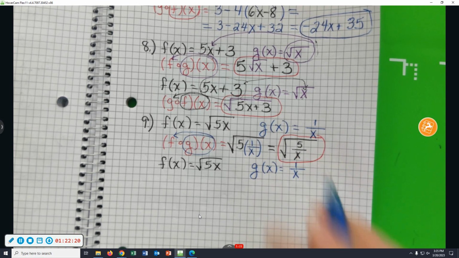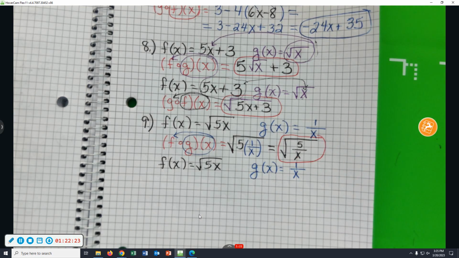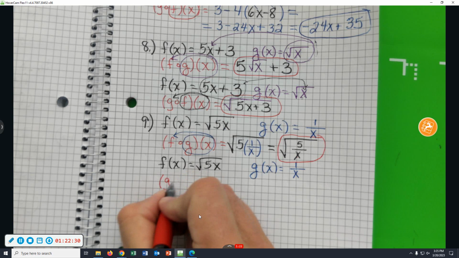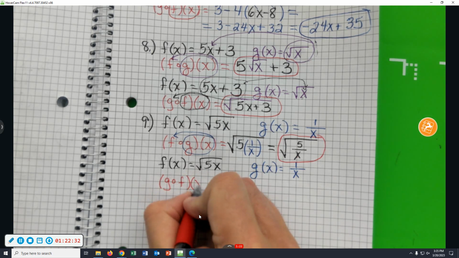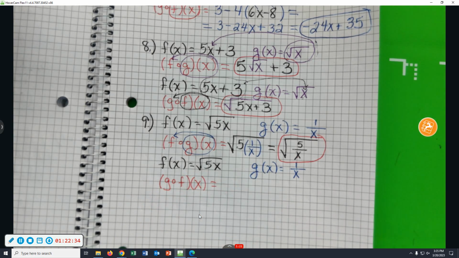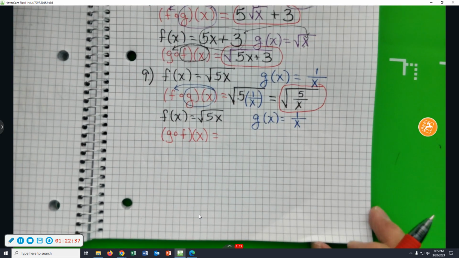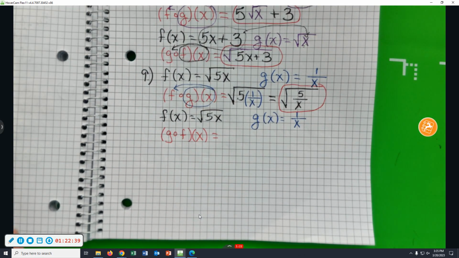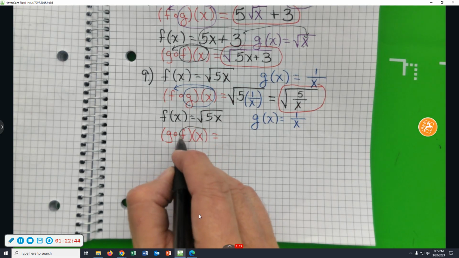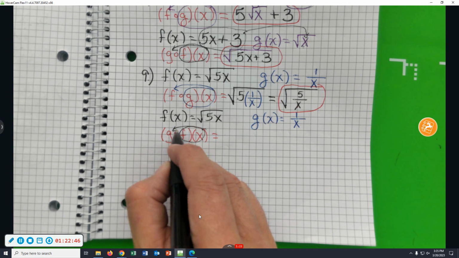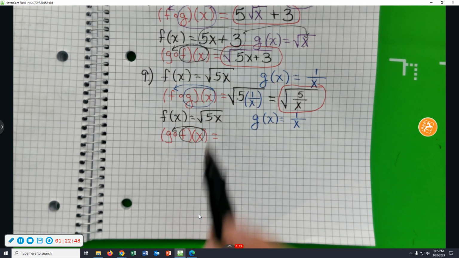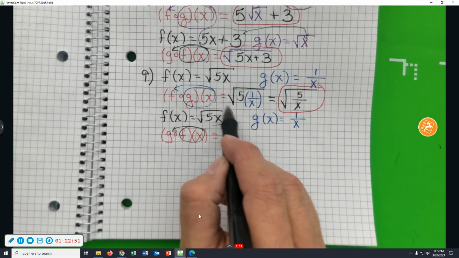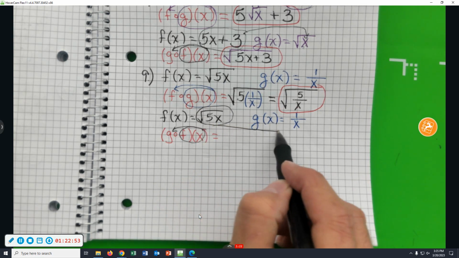What about the rest of y'all? Y'all see how we're getting this? So we want to find g of f of x. Let me see, do I need to lift my paper? g of f of x. This means I need to plug f into g. So let me draw the arrow. I'm plugging this into g.